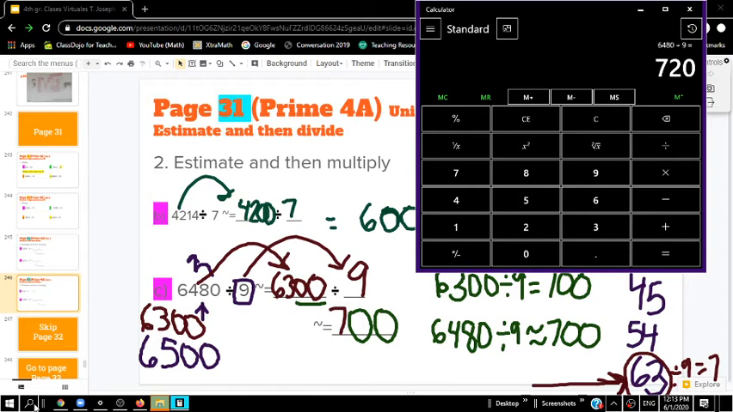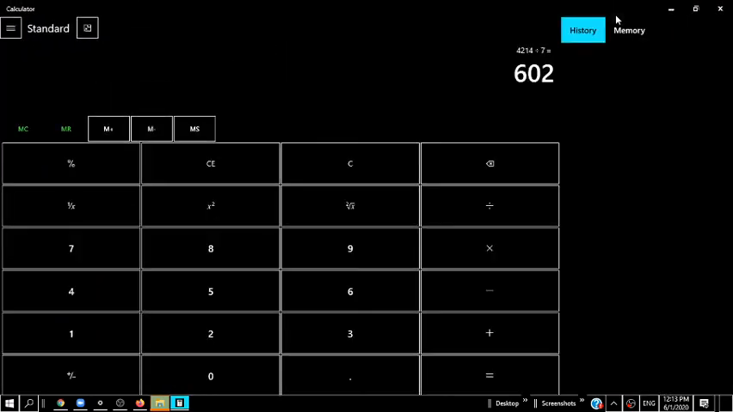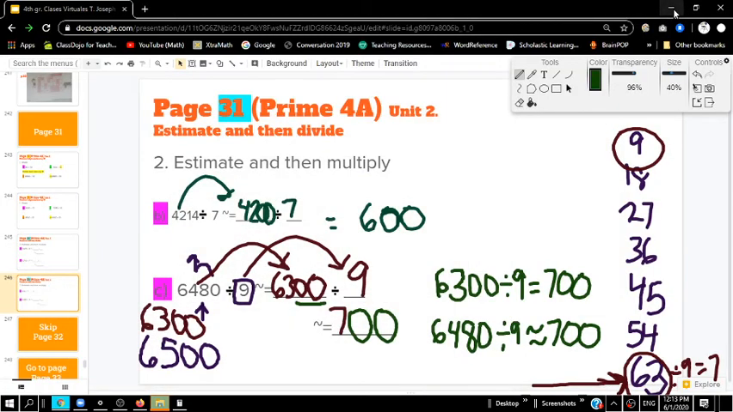Let's do the other one. Letter B, 4,214 divided by 7 equals 602. Yep, 602 is very close to 600. All right, good job, boys and girls.